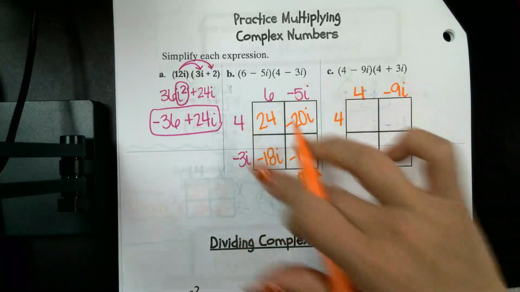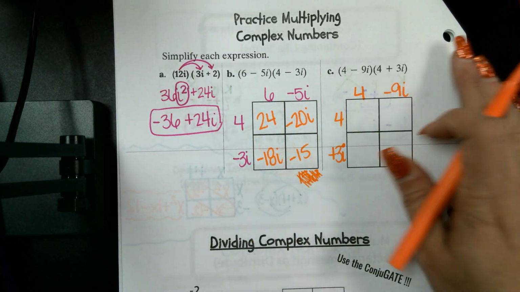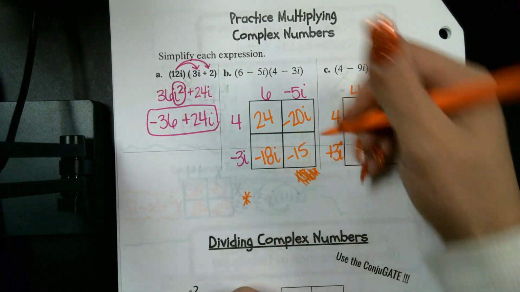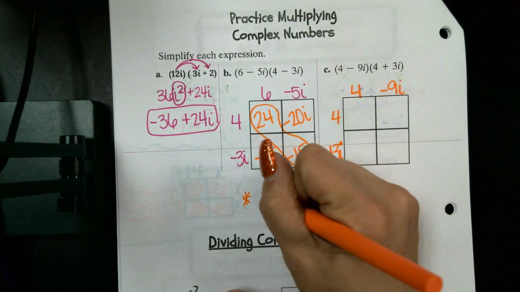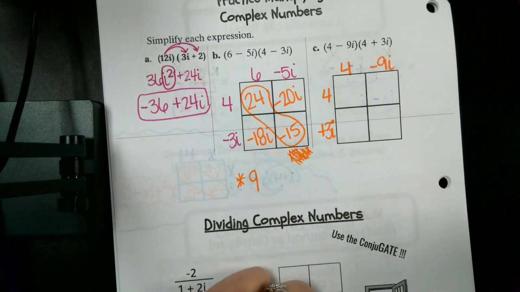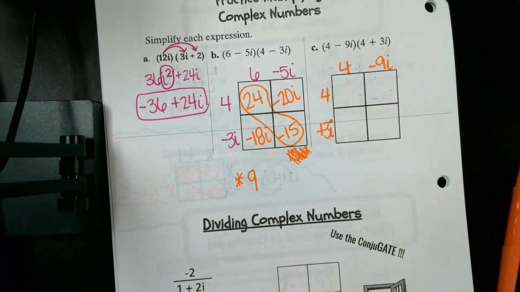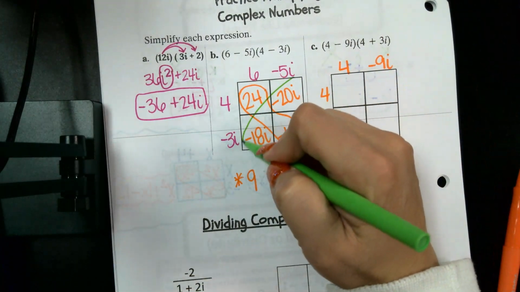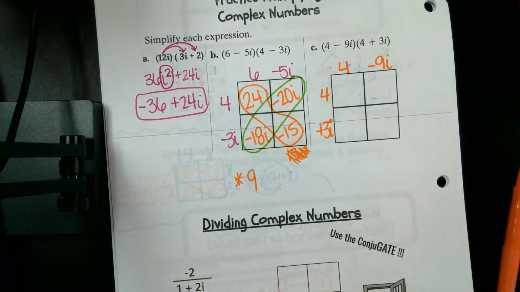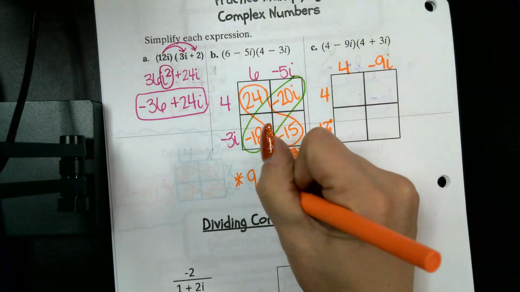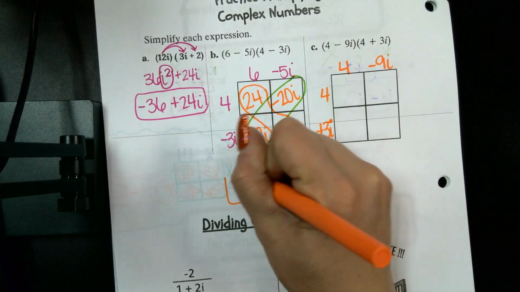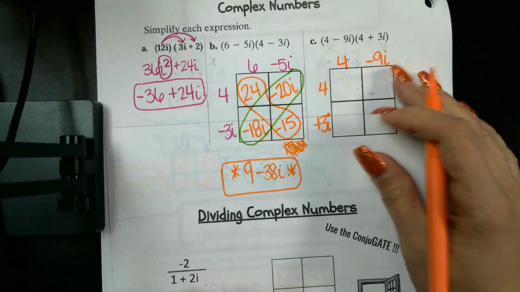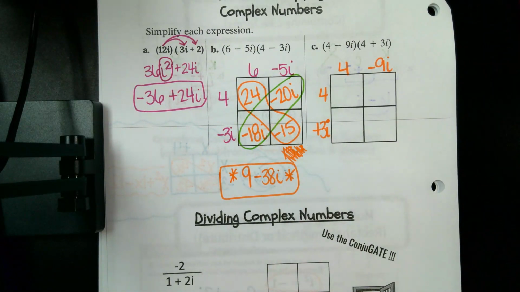Okay, how'd you guys do with those numbers? Did you get those terms? So when you combine them, we've got 24 minus 15, which is 9. And then negative 20i minus 18i is negative 38i. And that would be your final answer. You just put your constants together and put your i terms together.